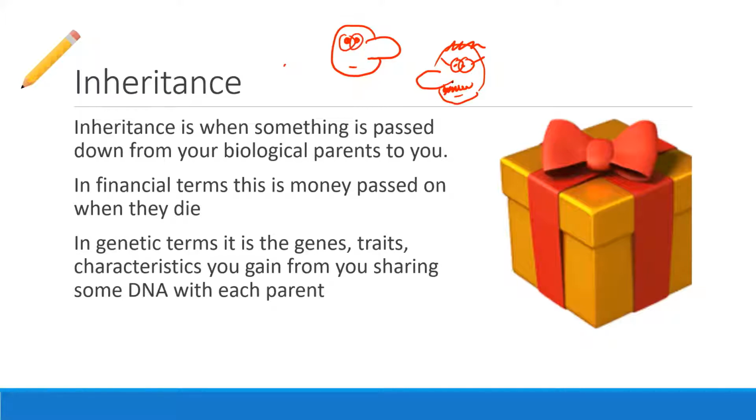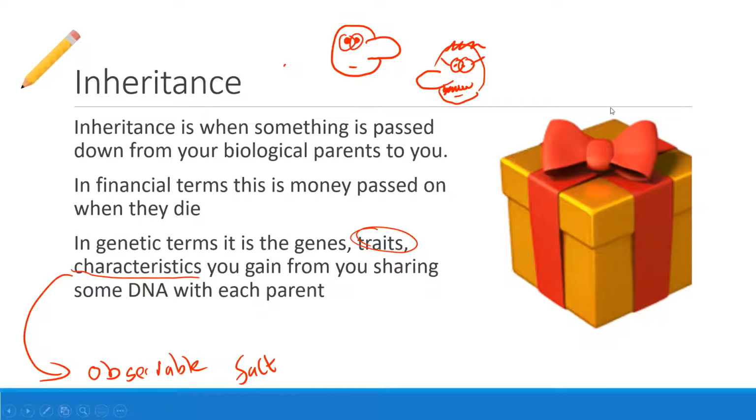I've been referring to these things as traits. A trait, or characteristic, is an observable fact. When I talk about an observable fact, I mean you can tell this from looking at the person.